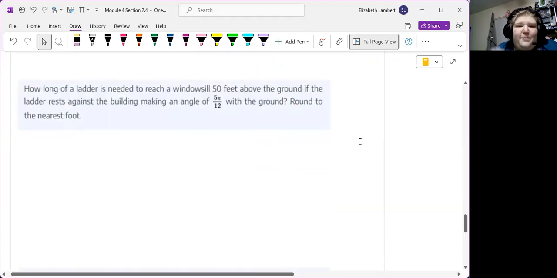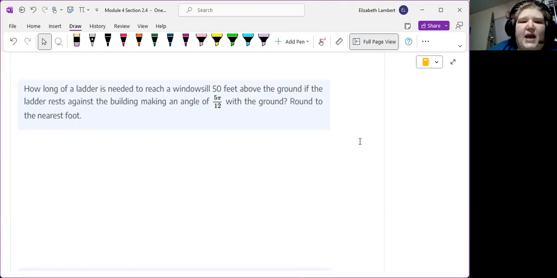Now we get word problems. All right. So we have a question. How long of a ladder is needed to reach a windowsill 50 feet above the ground if the ladder rests against the building, making an angle of 5 pi over 12 with the ground? Round to the nearest foot. Alrighty. So again, step number 1 is draw a picture.